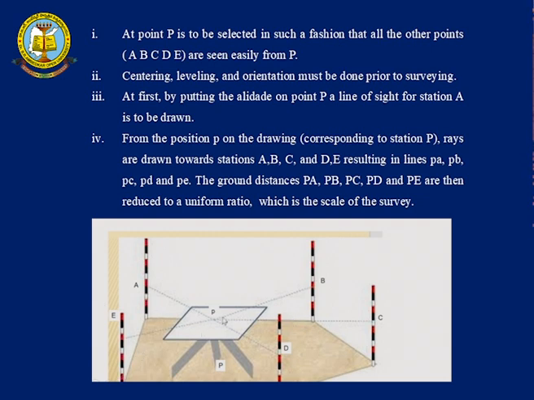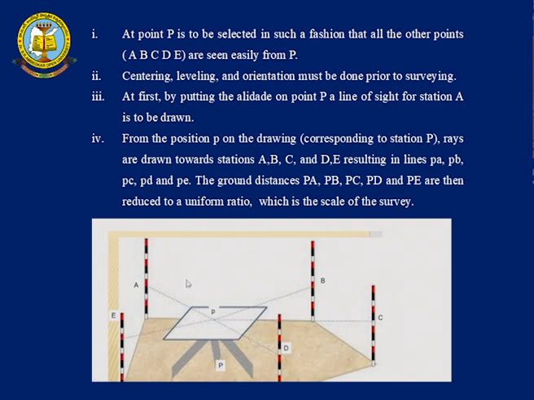Now, we have already discussed the radiation method. In the radiation method, from a single station you will measure all the stations from a single point. Keeping the table here, you will observe station A, station B, station C, station D and station E. This type of method is called the radiation method.